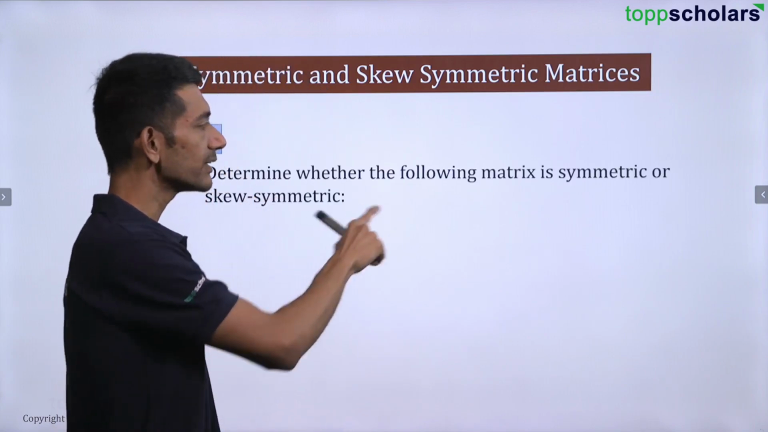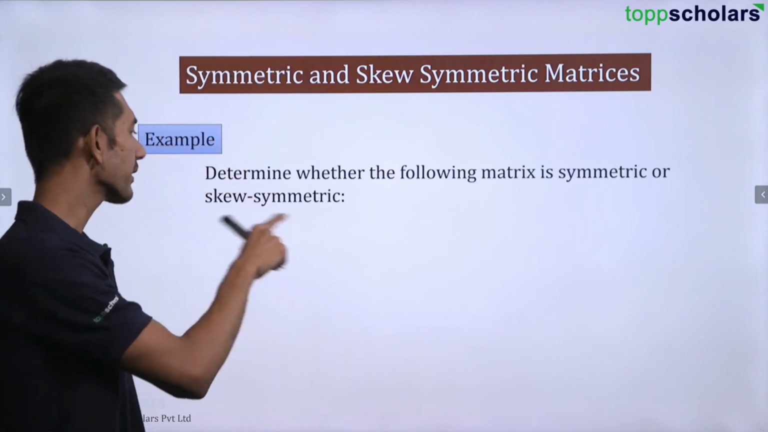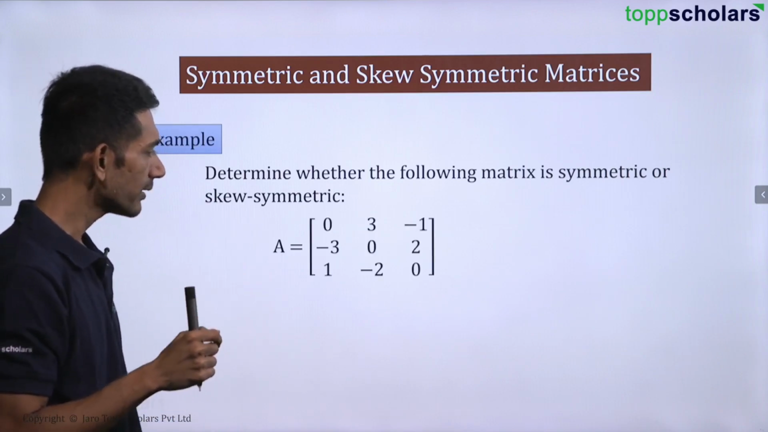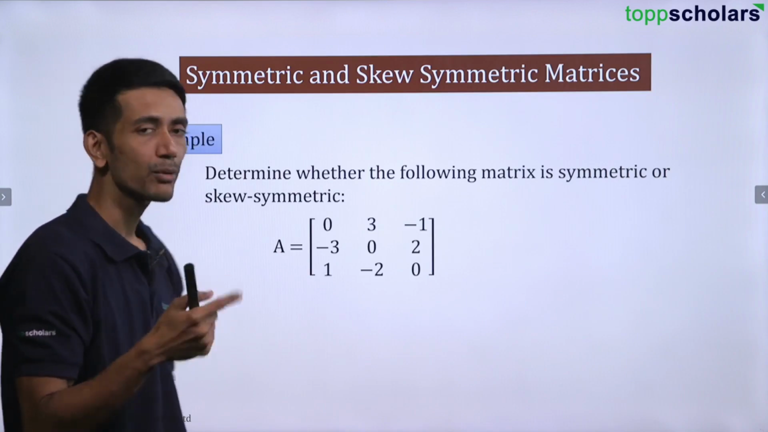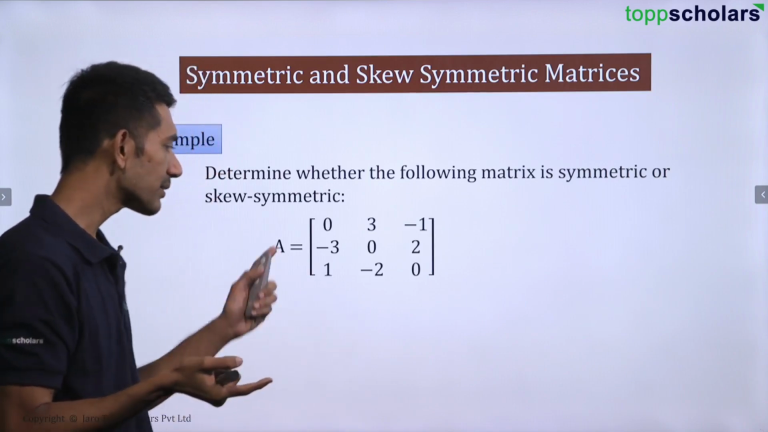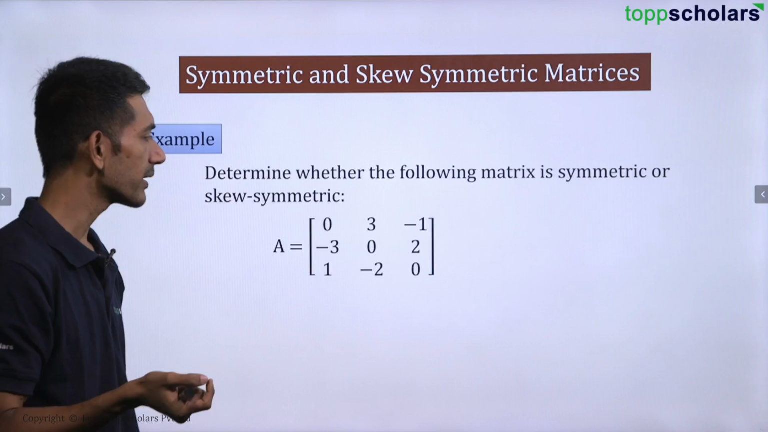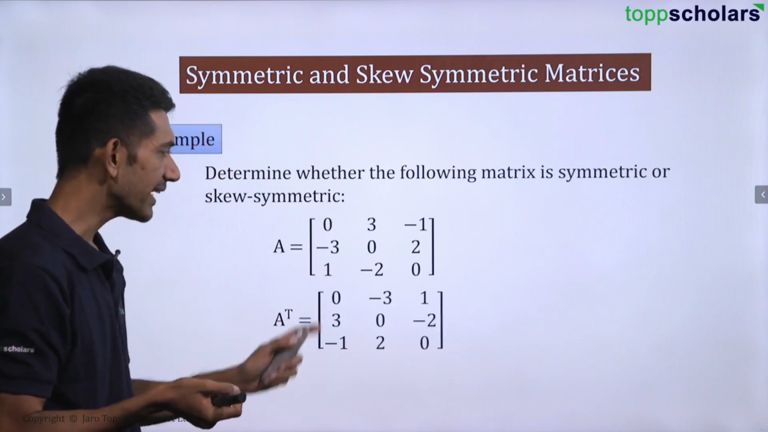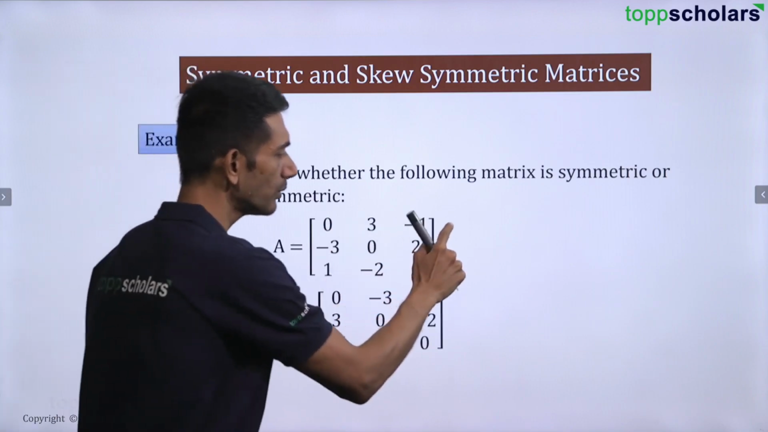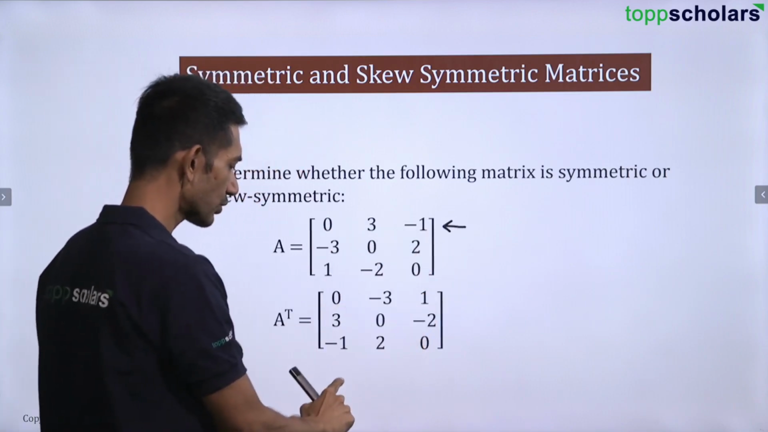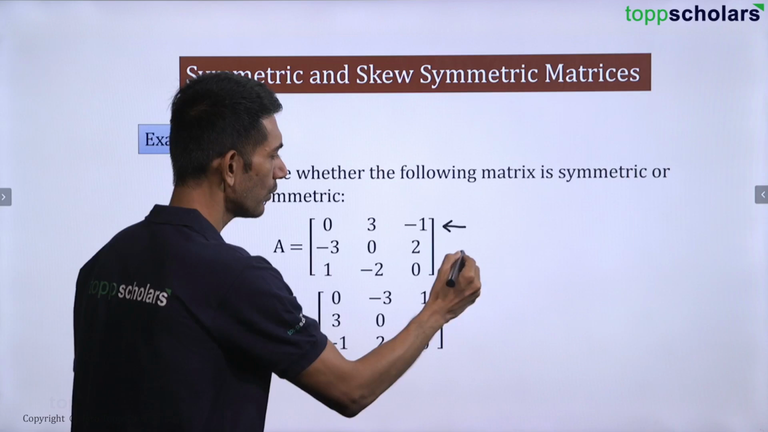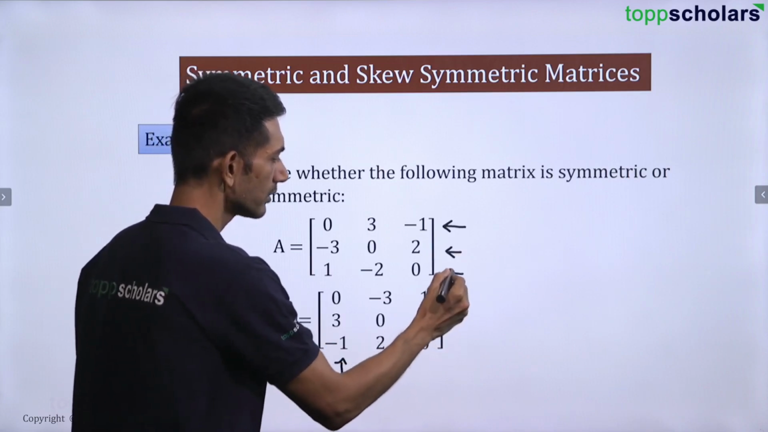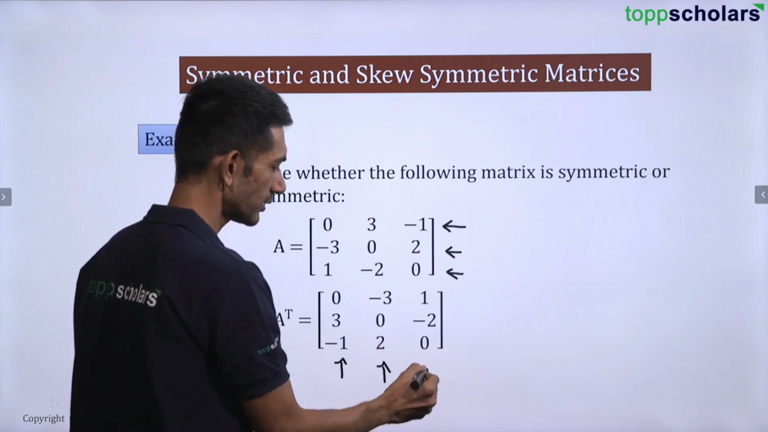Now determine whether the following matrix is symmetric or skew symmetric. This is the question. So here is a matrix and we are supposed to identify whether this is a symmetric matrix or a skew symmetric matrix. So this is a 3 by 3 matrix. Now firstly let me take A transpose. So first row becomes first column, second row becomes second column, third row becomes third column.